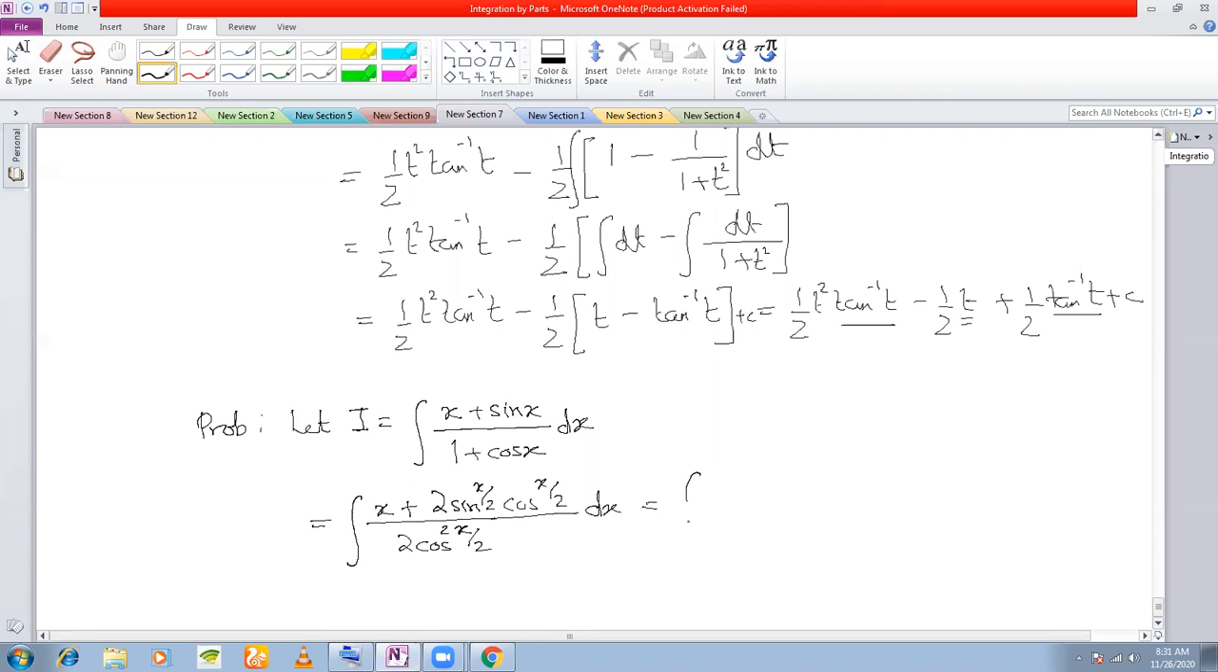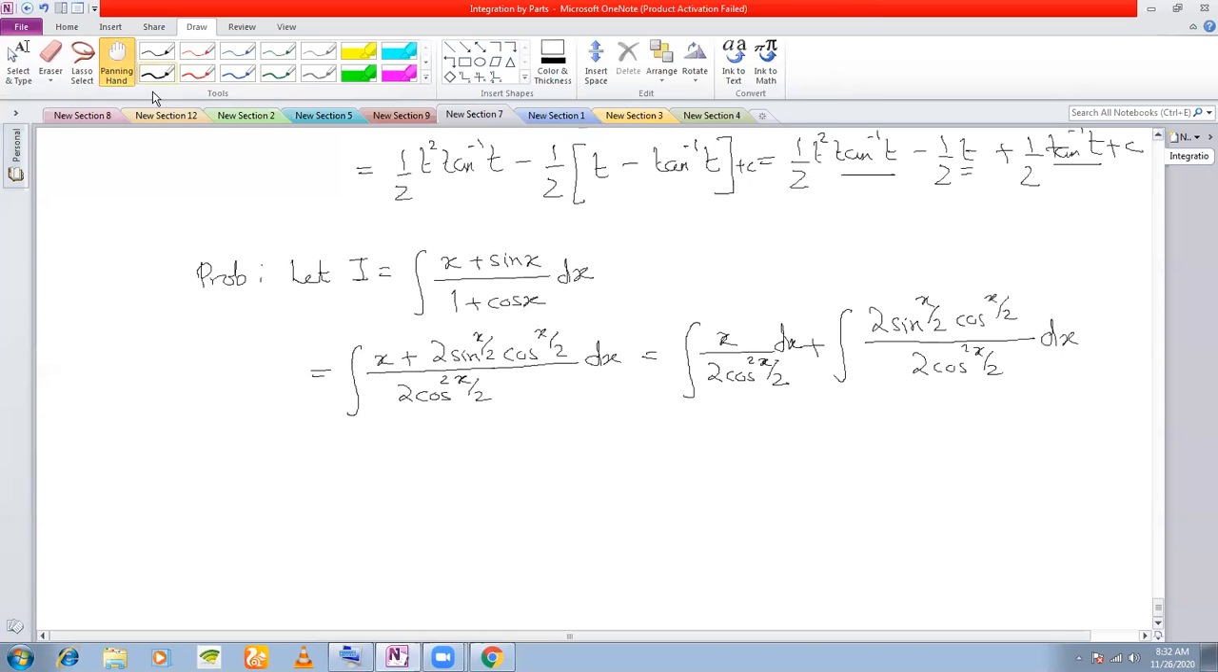Now you can separate here. If you separate, you get x by 2 cos square x by 2, right? Plus integral 2 sine x by 2 cos x by 2 divided by 2 cos square x by 2 dx, right? So now what happens? You can take half out of this integral. What are you left with? x by cos square x by 2, which can be written as x sec square x by 2. Am I right or wrong?